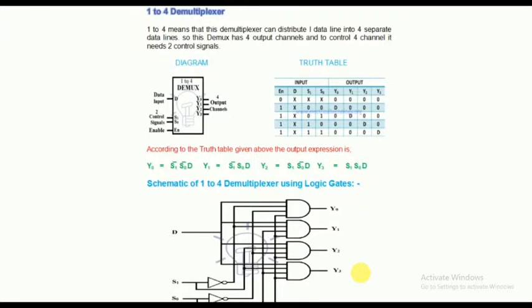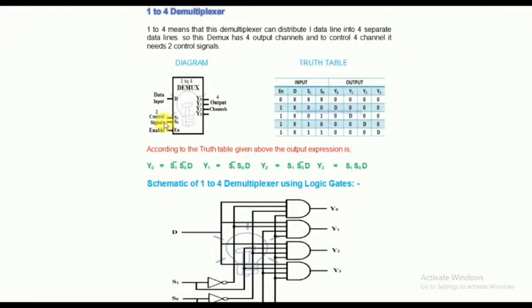In the truth table, the enable pin is 0 and the data input is 1. In the output, when the control is 0, it is y0, and when the control is 1, it is y1. It is the same for the 1x4 demultiplexer.